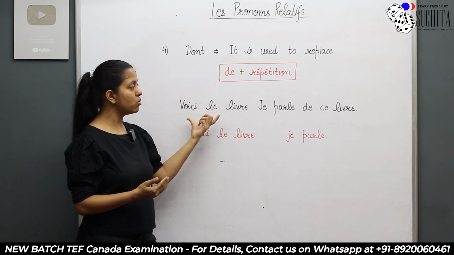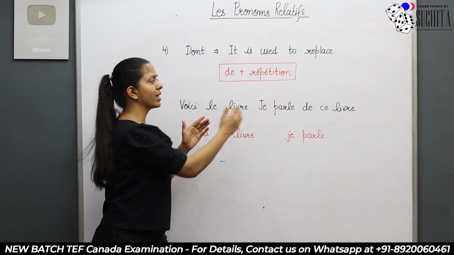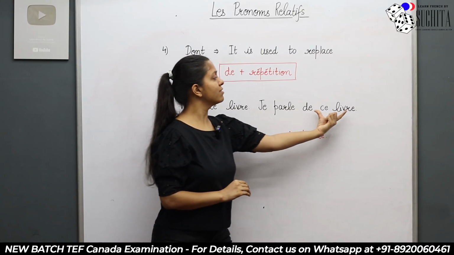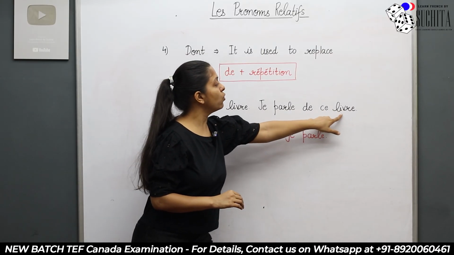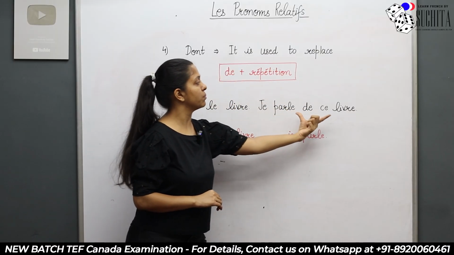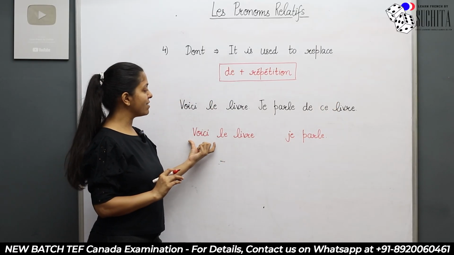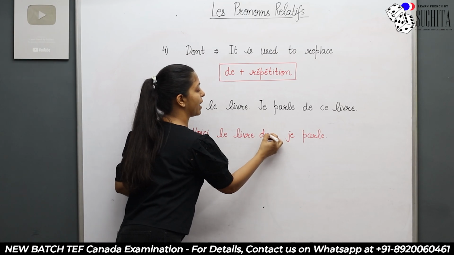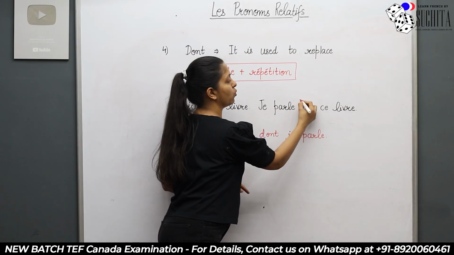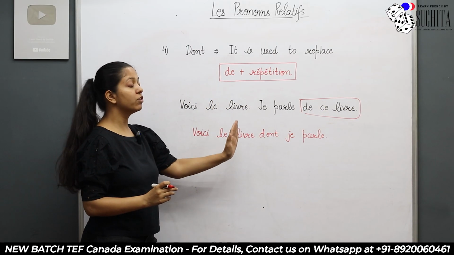Voici le livre. Here is the book. Je parle de ce livre. I talk about this book. Now, look at the second sentence. What is the repetition in the second sentence? The repetition is "ce livre". And if you see before this repetition, you have the preposition "de". So whenever you have the combination "de" plus repetition, you will avoid that by writing the relative pronoun dont. For example, voici le livre dont je parle. Right? So voici le livre, I am going to avoid the "de" plus repetition and you will say dont. Voici le livre dont je parle.